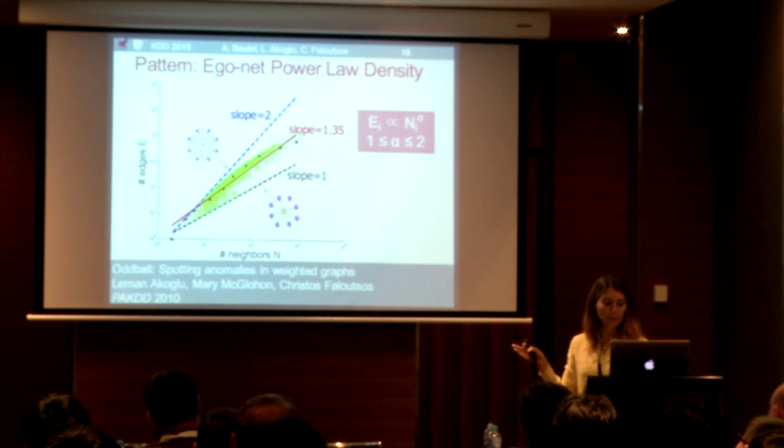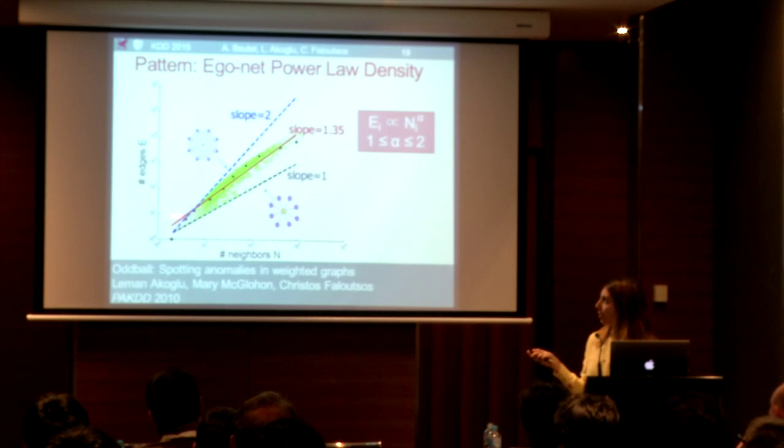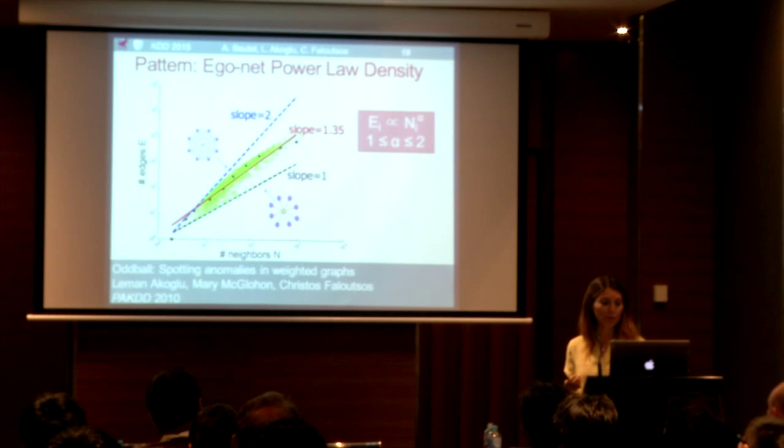And you see that there's a strong correlation between number of neighbors and number of edges. So the more neighbors, the more edges, superlinearly. This is log-log scales. And there's an upper bound and lower bound. So this is full star with slope 1. And full clique is slope 2. So in real graphs, the pattern is somewhere in between. The correlation is somewhere in between.